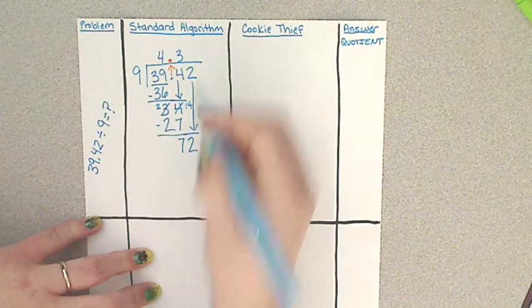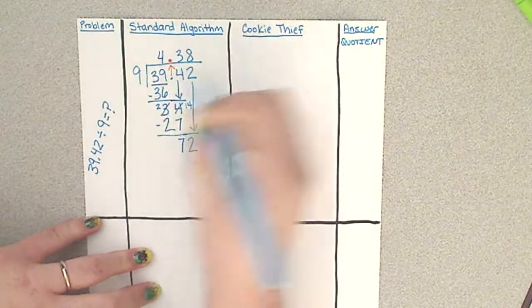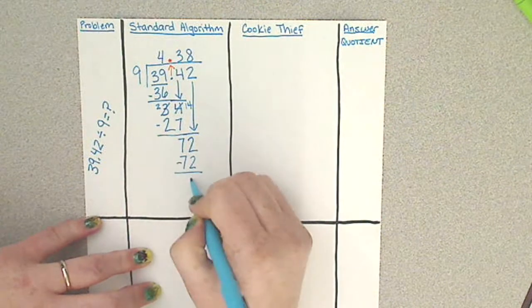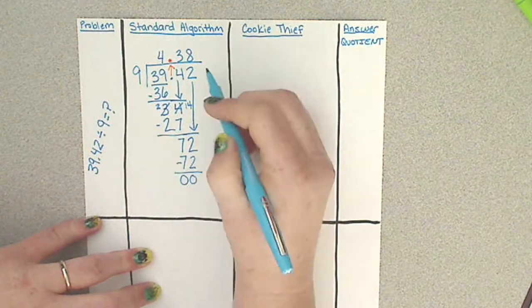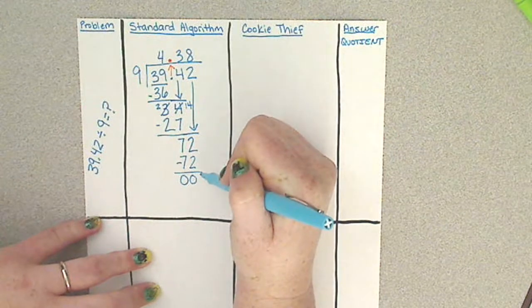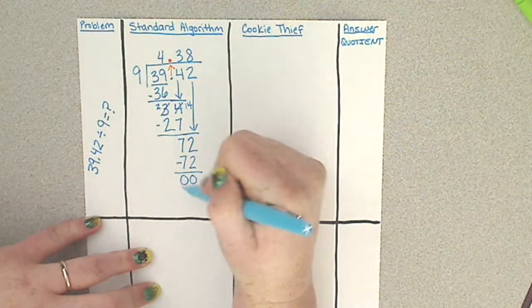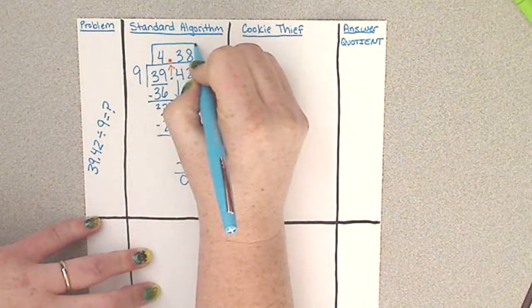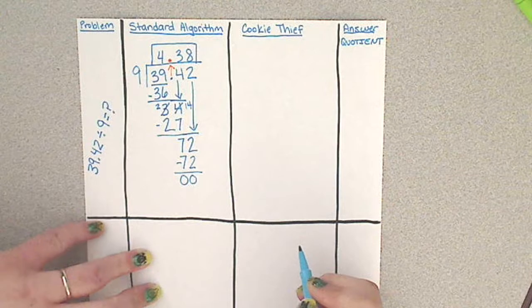9 can fit inside 72 8 times because 9 times 8 is 72. We have no numbers to bring down. We have no remainder, so we're done. And our quotient is 4 and 38 hundredths.